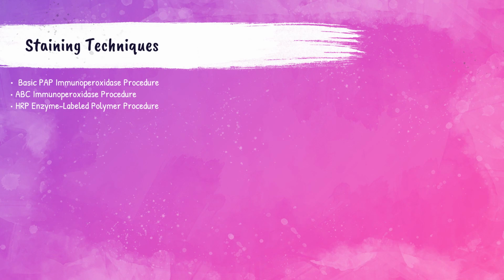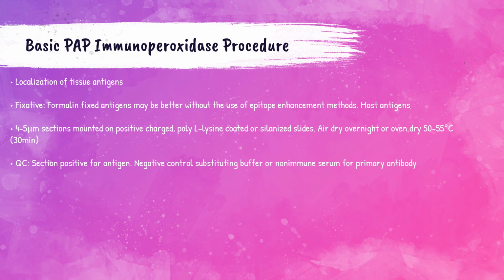There are three immunohistochemical techniques used for light microscopy that we will be discussing within this lecture. So these are the basic PAP immunoperoxidase procedure, ABC immunoperoxidase procedure, and the HRP enzyme-labeled polymer procedure. The basic PAP immunoperoxidase procedure is used for the localization of tissue antigens. So it's going to show us those tissue antigens.